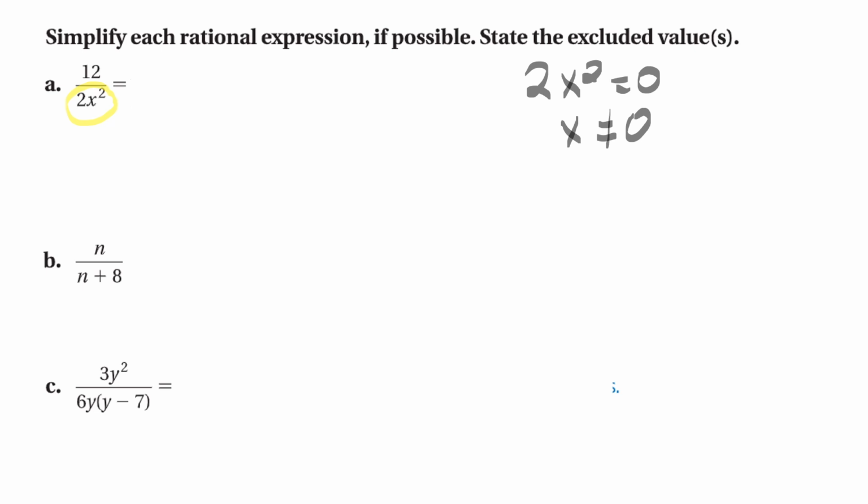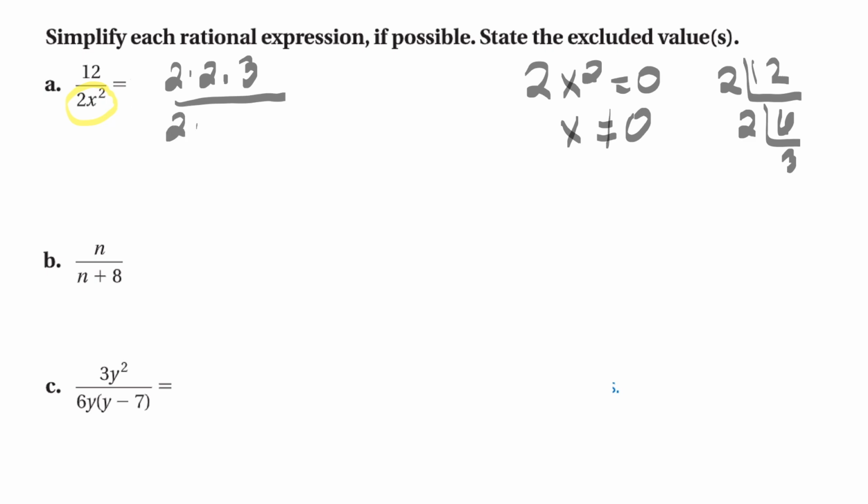If we have a number like we do in our numerator, we want to look at the prime factorization. So we want to start by finding the prime factorization of 12. And so that would be 2 to the second power times 3. And I'm actually going to write that out as 2 times 2, and there's a reason I'm going to do it that way so that we can see the common factors that we are going to be canceling. And then in our denominator, we have 2 times x to the second power.